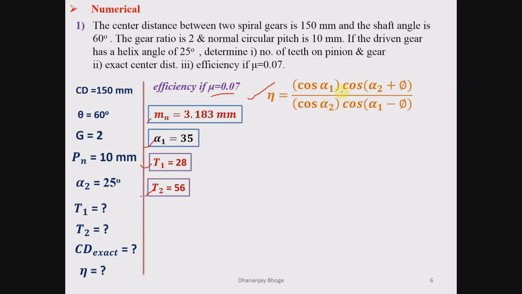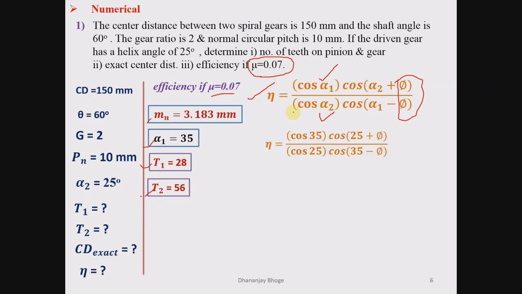So efficiency is cos of alpha 1 into cos of alpha 2 plus phi. Look at the known parameters in this. Is alpha 1 known? Yes, 35. Alpha 2 is 25. Is phi known? Friction angle is not known, but it can be determined using the coefficient of friction 0.07. Phi is equal to tan inverse of mu.